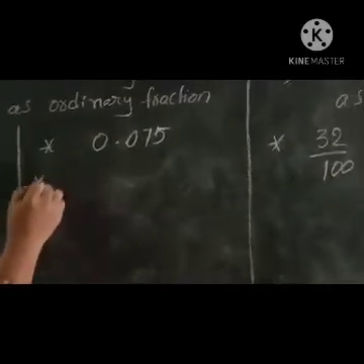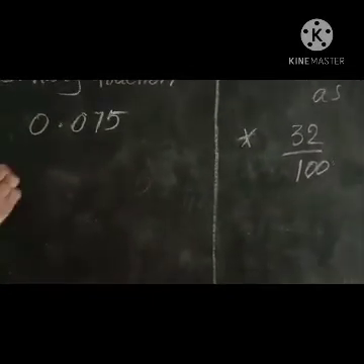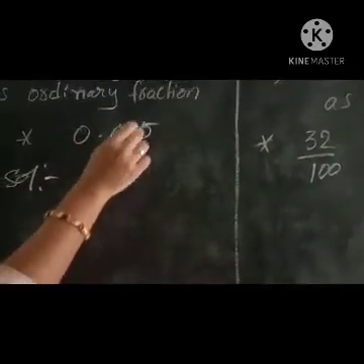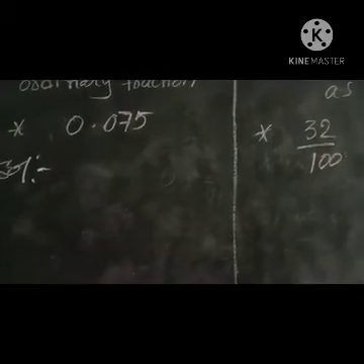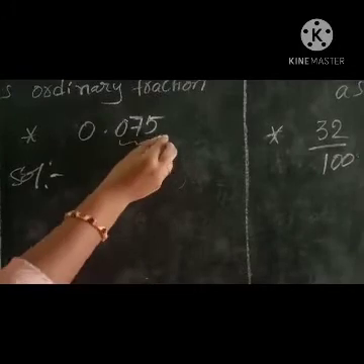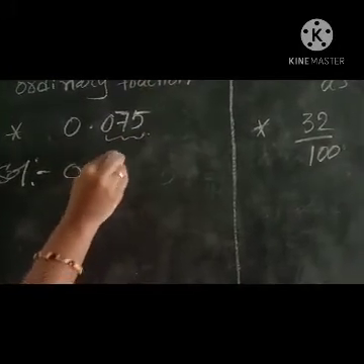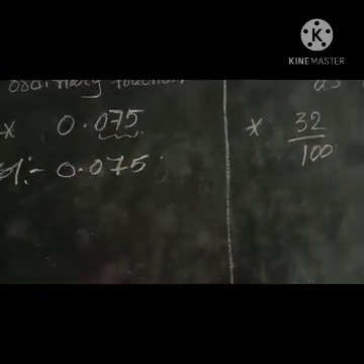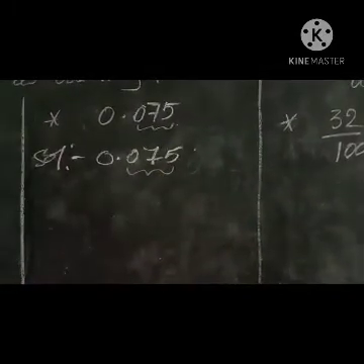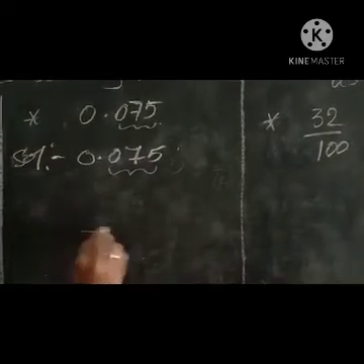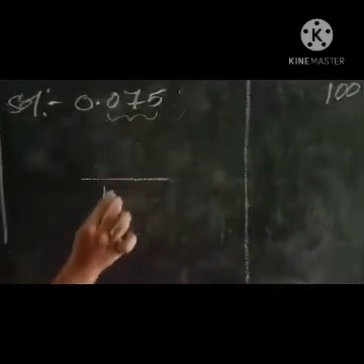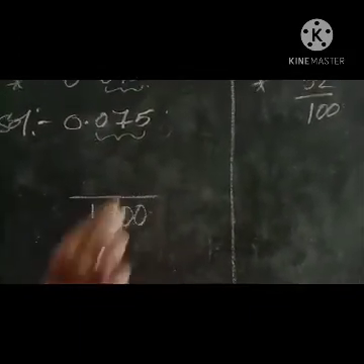Next, see here. What is the number here? 0.075. Now here how many numbers are there after a decimal point? 3 numbers are there. Now just write here the question. 0.075 is the question. 3 numbers are there. We have to write 3 zeros in the denominator. First write 1. Afterwards how many zeros we have to write? 3 zeros we have to write now. Just 1 2 3, 3 zeros.